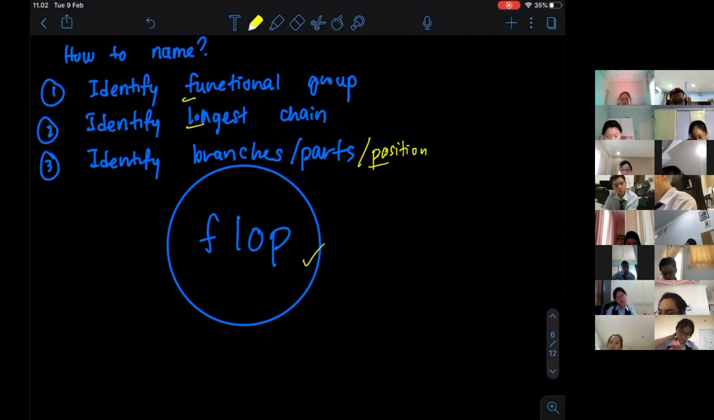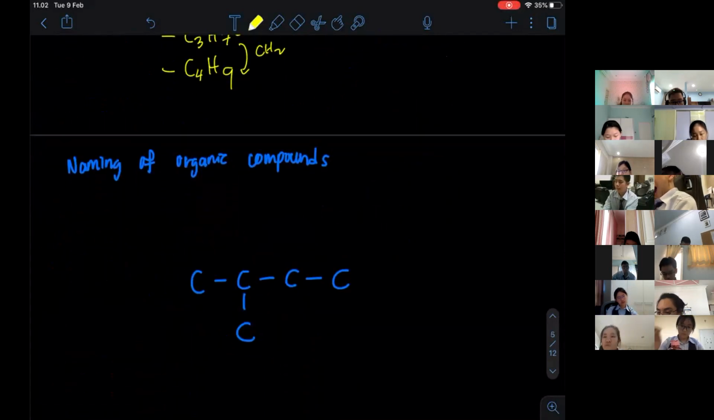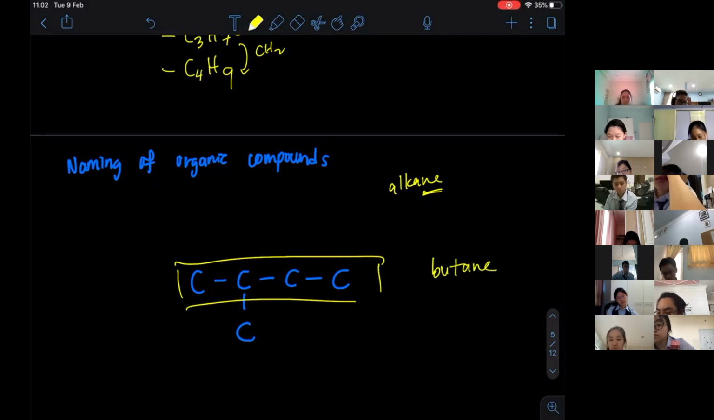So apply FLOP. How to apply FLOP in all this? Naming organic compound. First, find the functional group. The functional group over here is all single bond, so it's going to be alkane. Then longest carbon chain. I know this is going to be my longest carbon chain, so it's going to be 4. Since it is 4, you just follow ANE, butane.